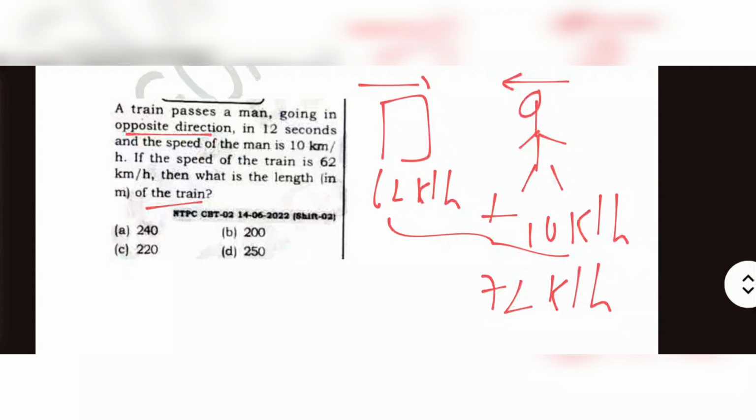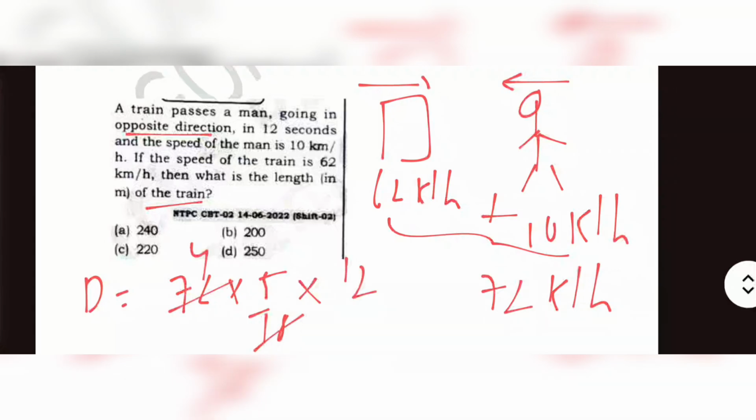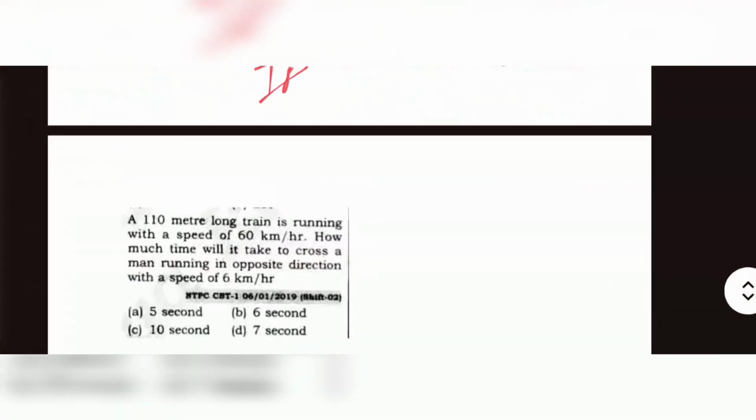So your length is nothing but your distance only. So distance is nothing but your speed, that is this into 5 by 18, into your time, this is 12. 18 ones are 18, 4 fives are 20, and 20 into 12 is nothing but your 240. Simple.